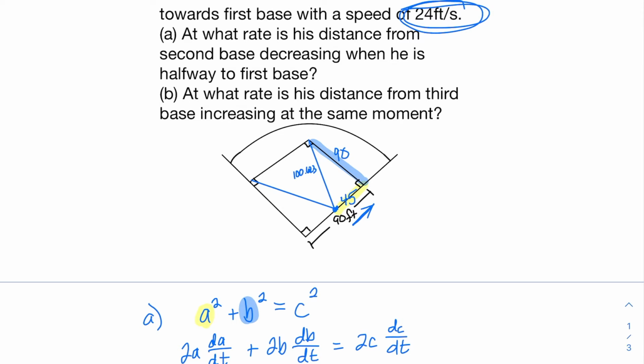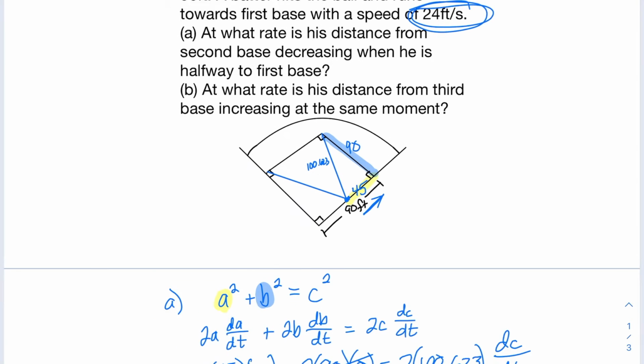And then for C, we have 2 times 100.623, because we found the hypotenuse using the Pythagorean theorem. And then dC/dt is what they're asking about. That is what this question wants to know: how fast that distance is changing. Luckily the 0 makes the math work out easily. It'll cancel out that term.